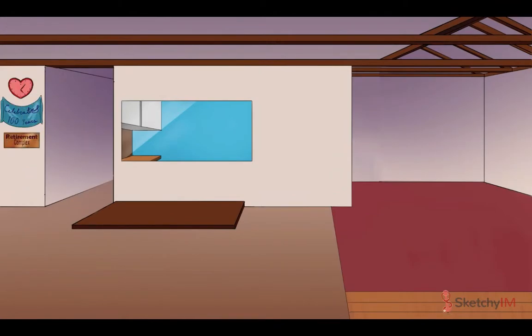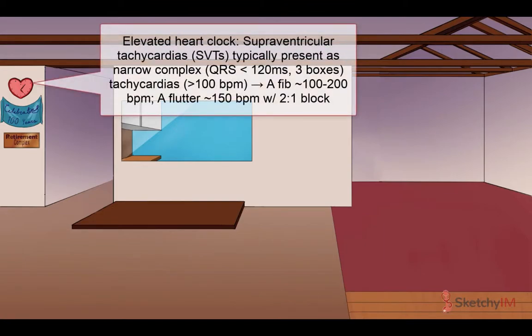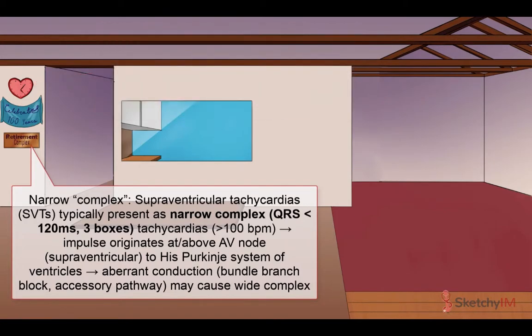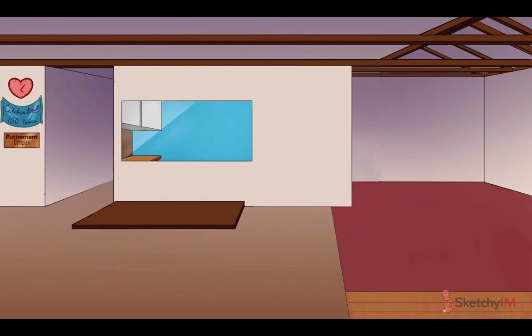In case you need a little refresher, here's what we've covered so far. AFib and Aflutter most commonly present as narrow complex tachycardia, so we've put an elevated heart clock on the wall to represent tachycardia. I say narrow complex because these two supraventricular tachycardias originate in the atria and send impulses through the AV node before hitting the conduction system of the ventricles, thus producing narrow QRS complexes.